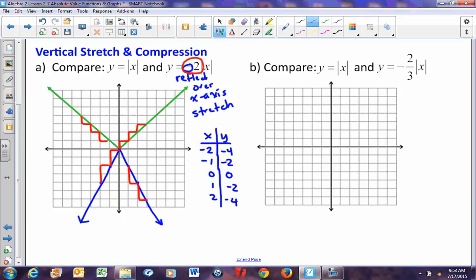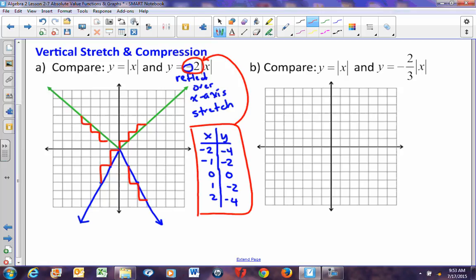So once I have the vertex, all I have to do is apply the slope to draw my branches. I don't have to make a table anymore. I don't have to do this fancy table anymore if I know what my slope is, because that helps me figure things out. It helps me to realize, wait a second, that -2 becomes the slope of my graph, and therefore I no longer have to make a table.